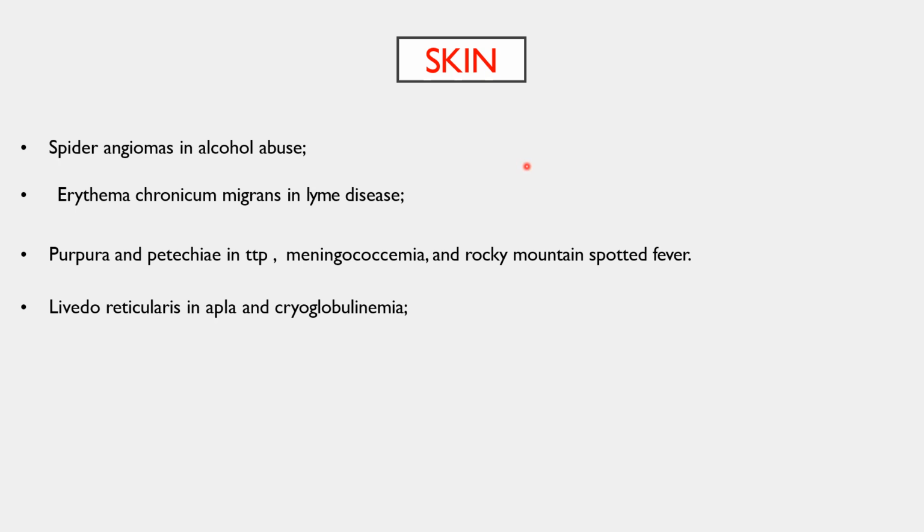Skin. Again, you need to look for spider angiomas in CLD, erythema migrans in Lyme disease, purpura and petechiae in TTP, meningococcemia, and RMSF. Livedo reticularis is seen in antiphospholipid syndrome and cryoglobulinemia.